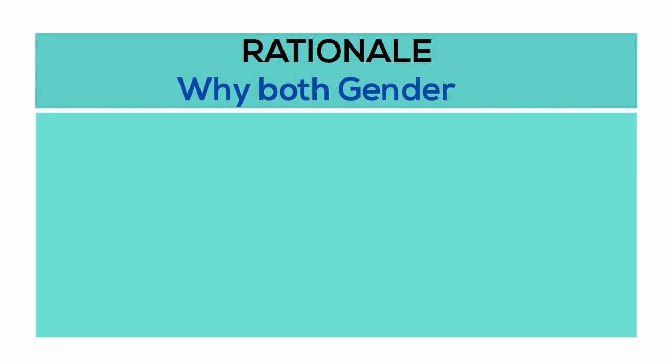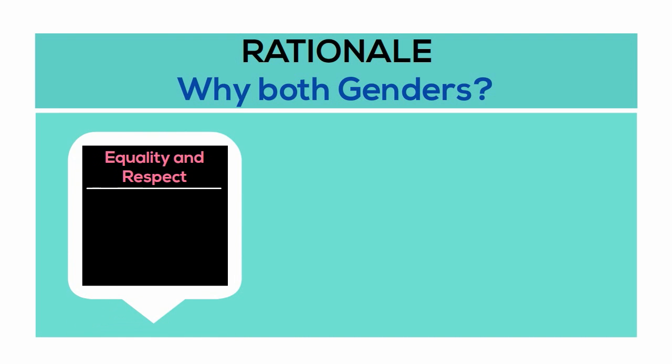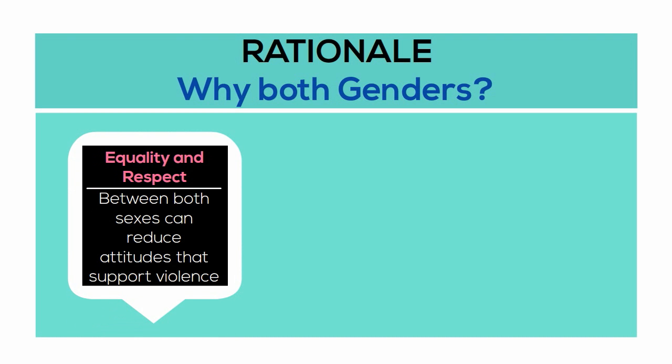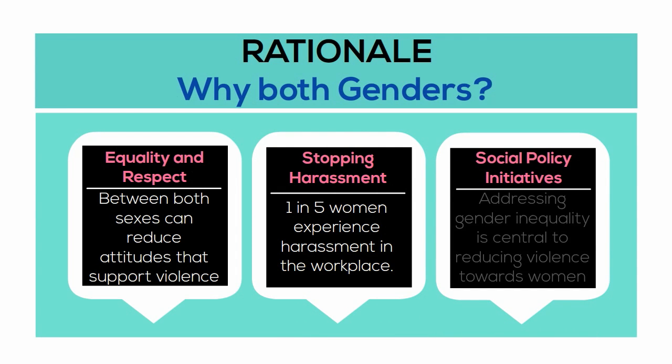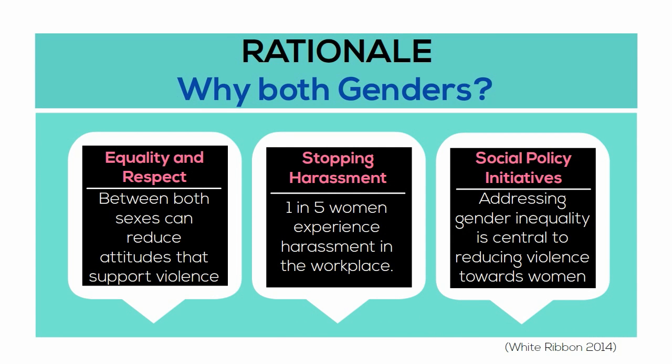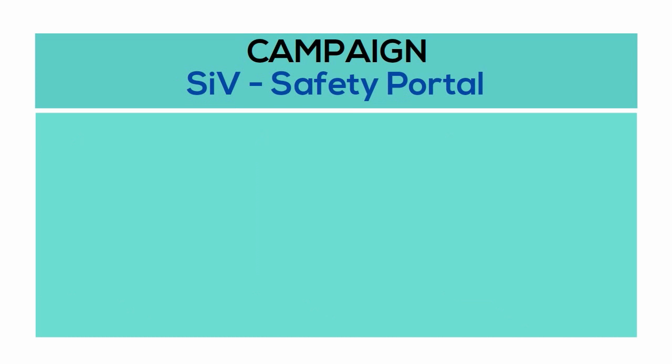So why target both genders? Research has found that building equality and respect between both sexes can reduce the attitudes which support violence. Thus, by educating and targeting both genders, a holistic approach is provided to preventing domestic violence, including bullying, whether at home, school or in the workplace.